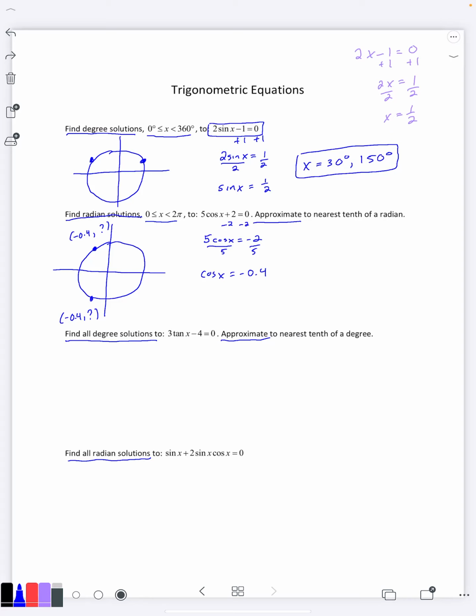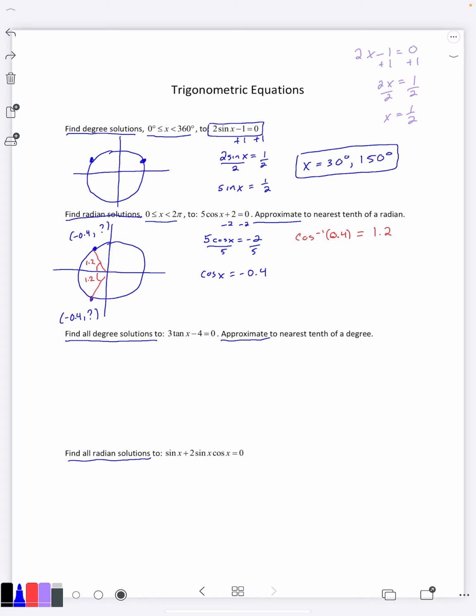So what I'm going to go ahead and do is use my inverse trig functions here. I'm going to do cosine inverse of 0.4. I almost wrote down negative 0.4 there. But instead I'm going to do cosine inverse of positive 0.4 in order to find the reference angle. If I put that in my calculator and round to the nearest tenth of a radian, that would be 1.2 radians. So I know that's going to be my reference angle for both of these points.